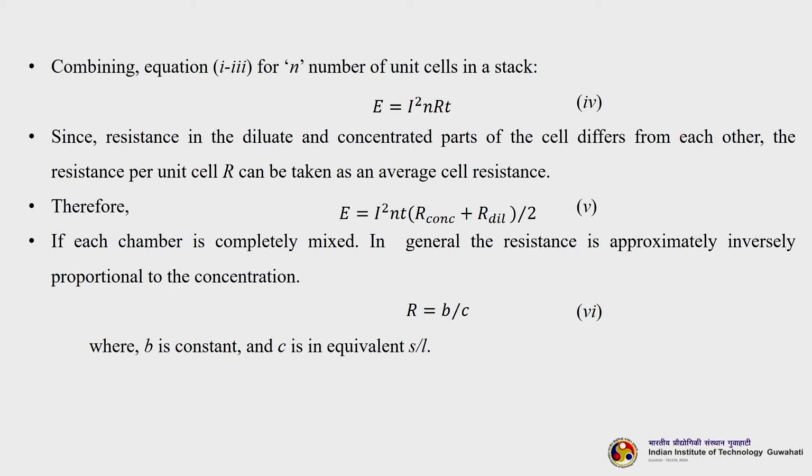Since resistance in the dilute and concentrated parts of the cell differs from each other, the resistance per unit cell R can be taken as an average cell resistance, right. So, therefore, E equals I squared n T times (R concentrated plus R dilute) divided by 2. So, each chamber is completely mixed. So, in general resistance is approximately inversely proportional to the concentration, R equals B by C, where B is a constant, okay, and C is your concentration.